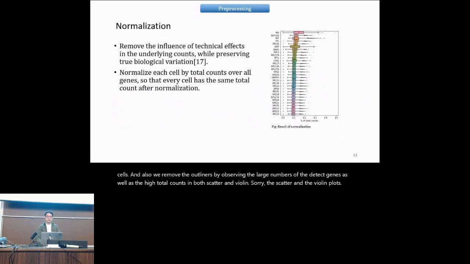And we apply the normalization to remove the technical variation, and at the same time to keep the true biological variation. The method we use for normalization is total count scaling, which means we normalize each cell by the total number of counts over all the genes, so each cell will have the same total counts after normalization.